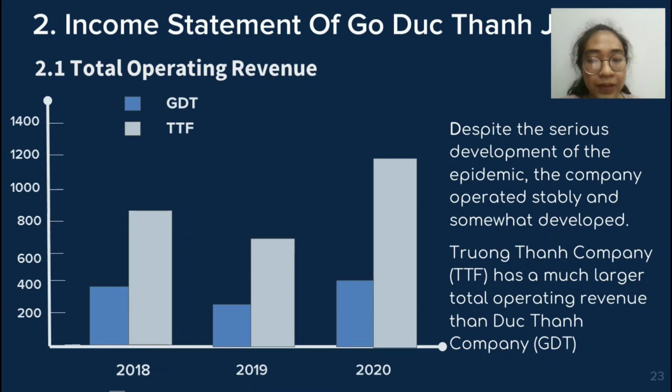The Trường Thành company has much larger total operating revenue than Đức Thành company. In 2018, Trường Thành was 2.7 times higher, and we see both companies decrease in 2019 and later rise in 2020.